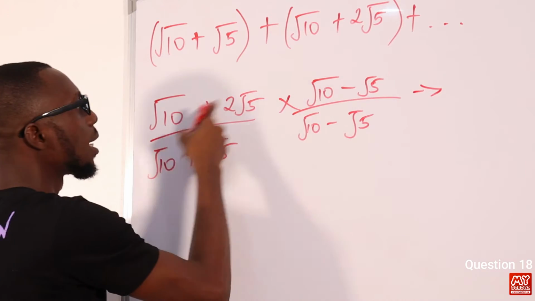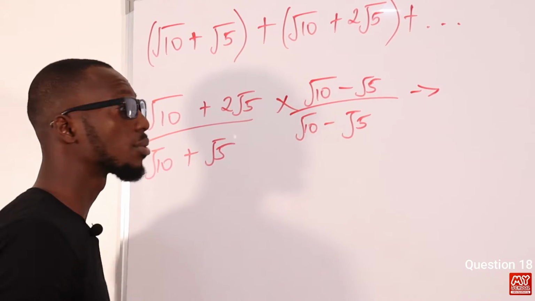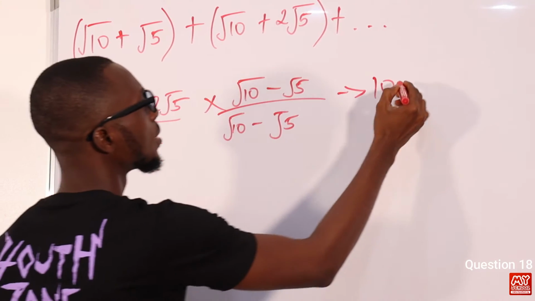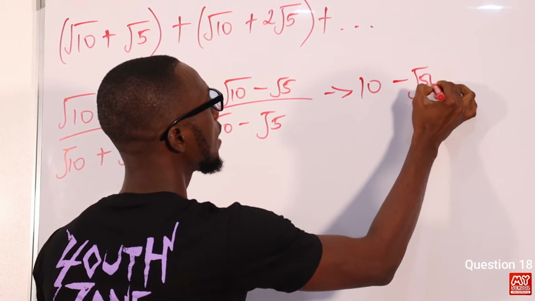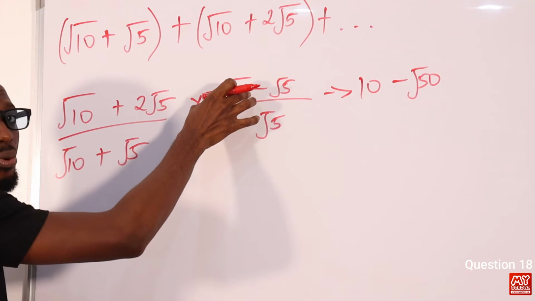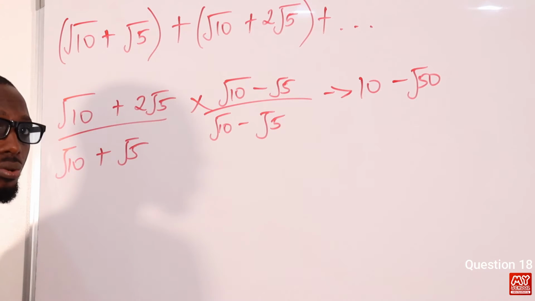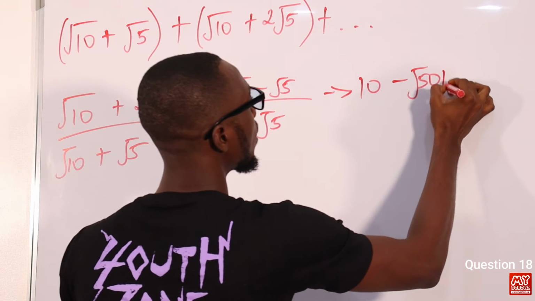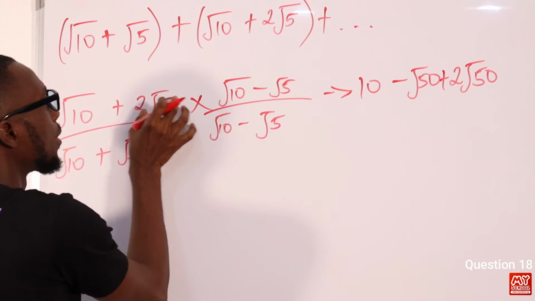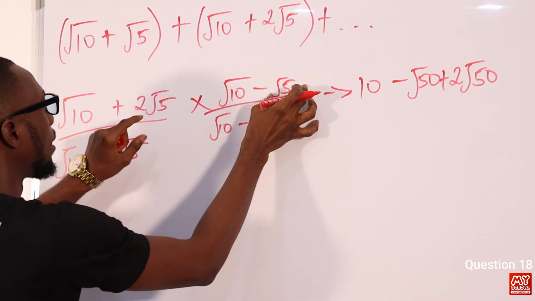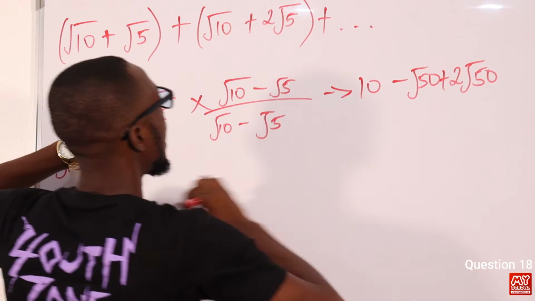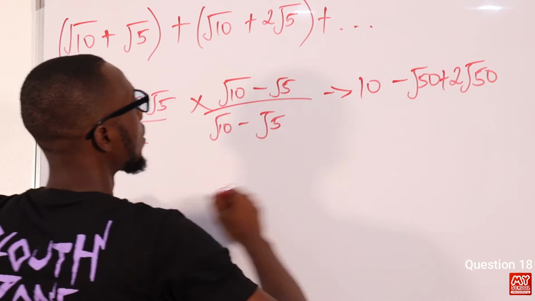So root 10 times root 10, that is root 100. Square root of 100 is 10. Root 10 times this, that is minus root 50. 2 times this, root 5 times root 10, that is root 50, times 2, that is 2 root 50. Then we have this, root 5 times root 5, that is root 25. Square root of 25 is 5, times 2, that is 10. Don't forget the minus sign.